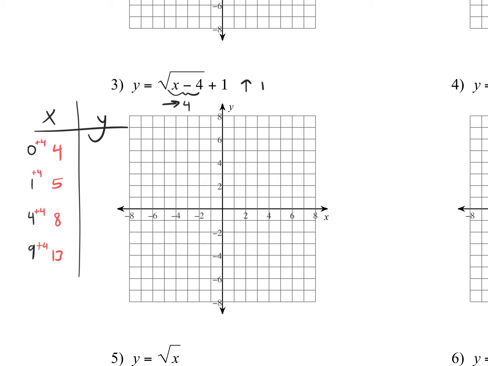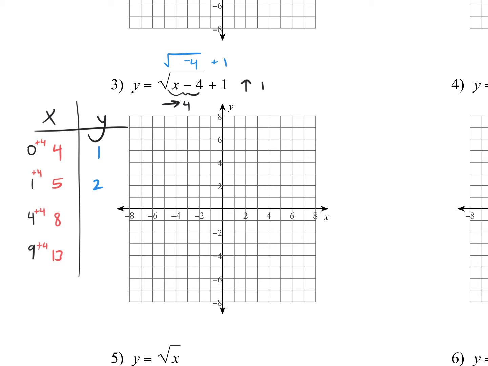Okay, and now to find my new y values, I'm just going to plug these x values here in red into my function and then evaluate it. So for the first one, the square root of 4 minus 4, well, that's 0. And then 0 plus 1 is 1. Change this to a 5. Square root of 5 minus, or sorry, 5 minus 4 is 1, and 1 plus 1 is 2.